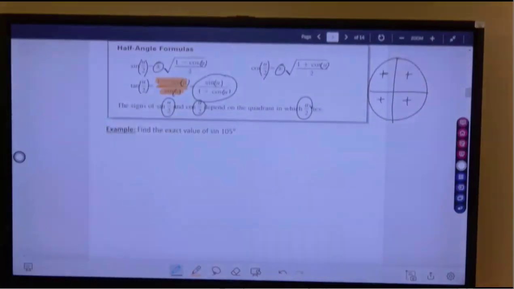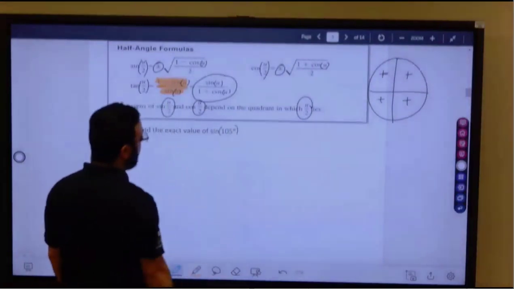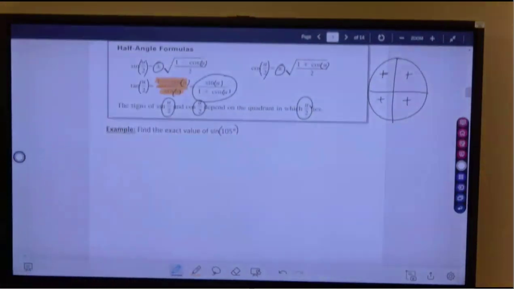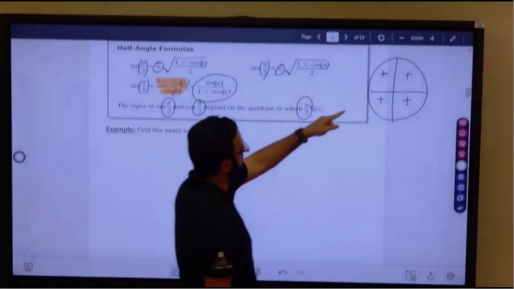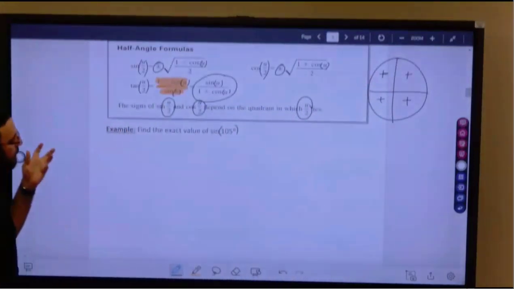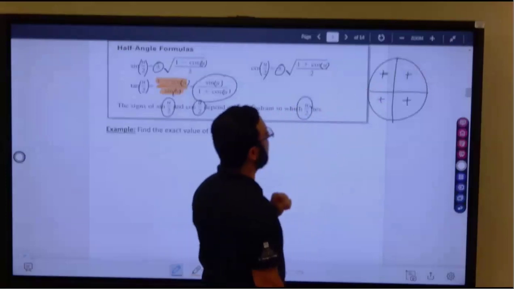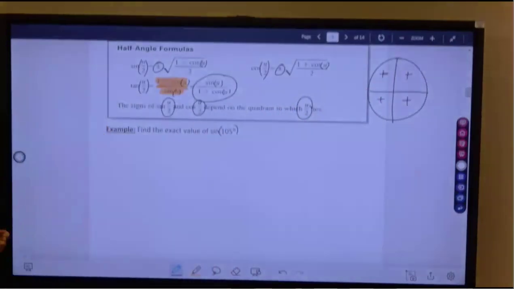Let's check this easy example. First of all, it's in degree mode. We need to find sine 105. So how are we going to check that? I know 105 is in the second coordinate. That means for the sine in the second coordinate, it is going to be positive. That means our result is going to be positive.